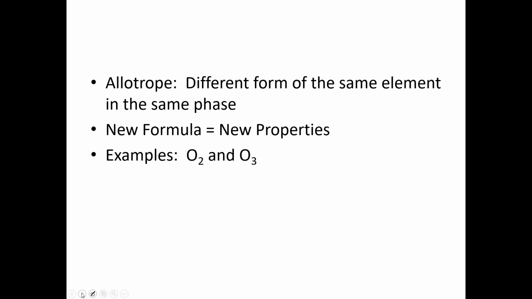Classic example is O2 and O3. O2 is the oxygen that we breathe, diatomic oxygen. O3, on the other hand, is ozone. Ozone is produced when oxygen is exposed to a very strong electrical field.